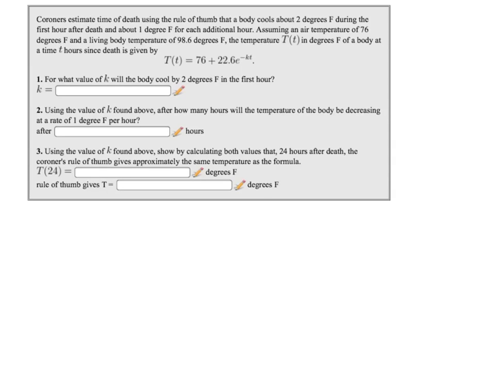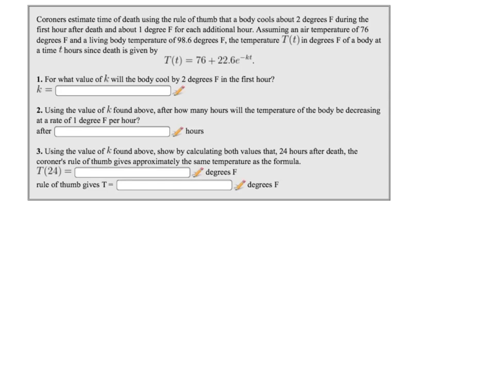Hello calculus students. In this problem we're going to be examining exponential decay. Here you see an equation that has an e to the minus kt, so we know it's going to be exponential decay. And this equation really is an example of Newton's law of cooling. So pause the video, take a moment and read the question, and then we will begin solving it.